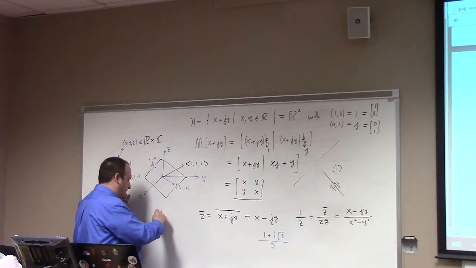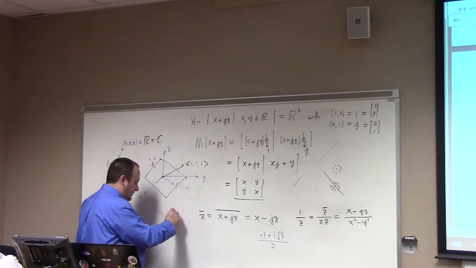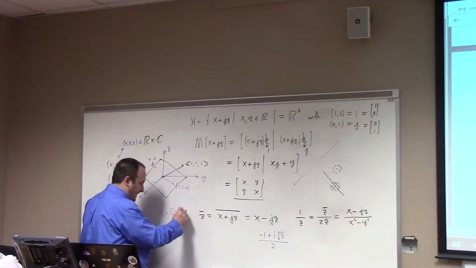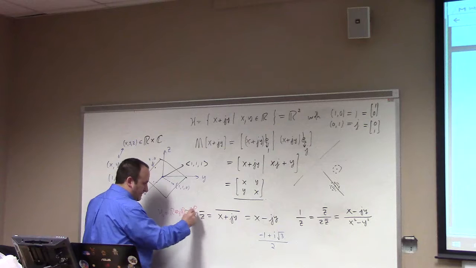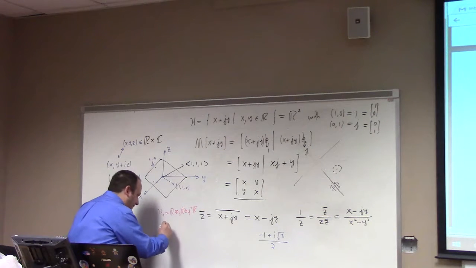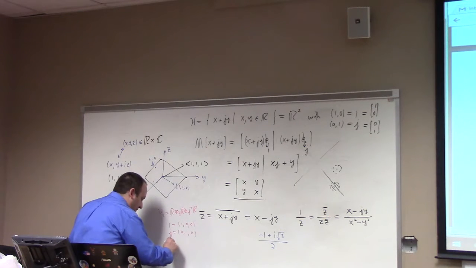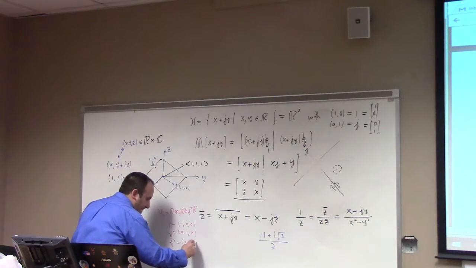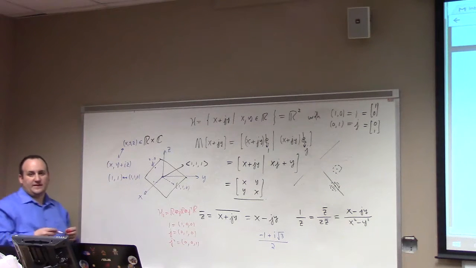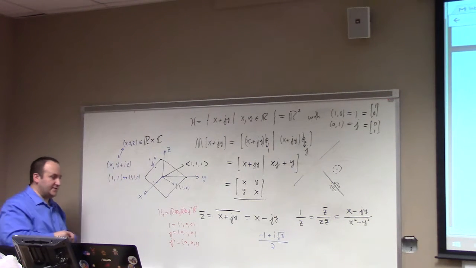Originally, we're looking at H3 as what? R, JR, J squared R, right? So the original thing is that 1 is 1, 0, 0. J is 0, 1, 0. And J squared is 0, 0, 1. That's the 3 hyperbolic basis.